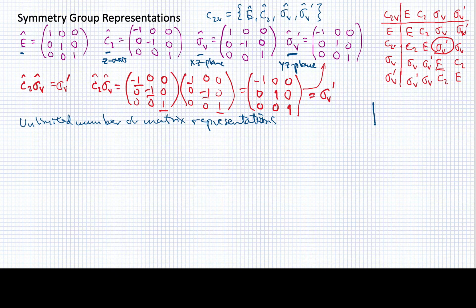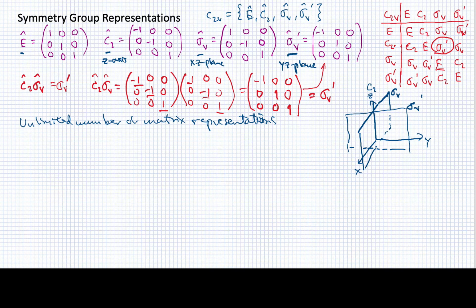I want to draw our coordinate system for this particular point group. So here's our z-axis, and it represents C2. This is our y-axis, and this is our x-axis. We have one plane, the yz plane, and this is sigma V prime. The C2 axis is the z-axis, and the xz plane is the sigma V plane, so it would be a reflection about the xz plane.